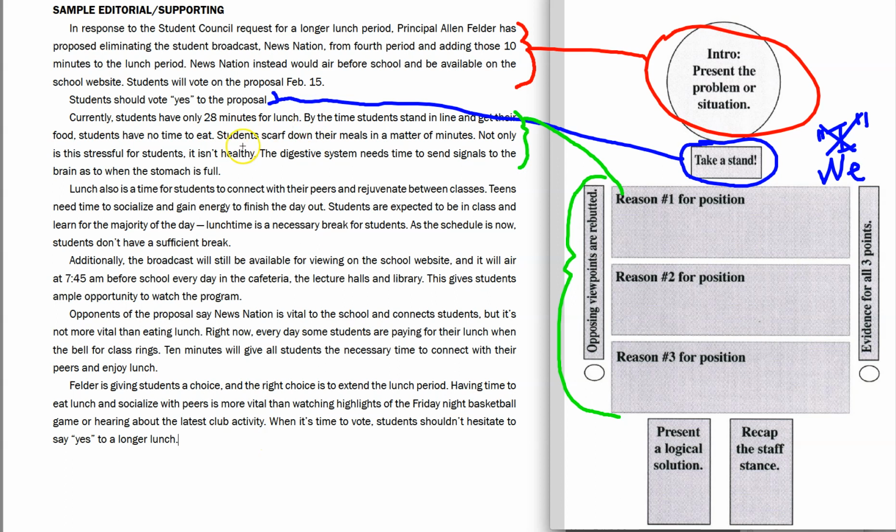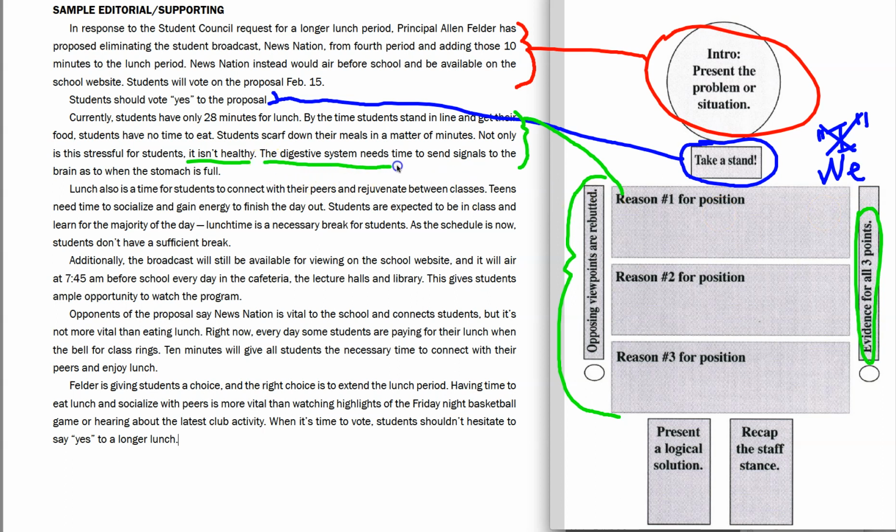Currently, students have only 28 minutes for lunch. By the time students stand in line and get their food, students have no time to eat. Students scarf down their meals in a matter of minutes. Not only is this stressful for students, it isn't healthy. And now they're bringing their evidence. So they gave their reason, and now it's really important that you have evidence for all 3 points here. So now you can see here's the evidence.